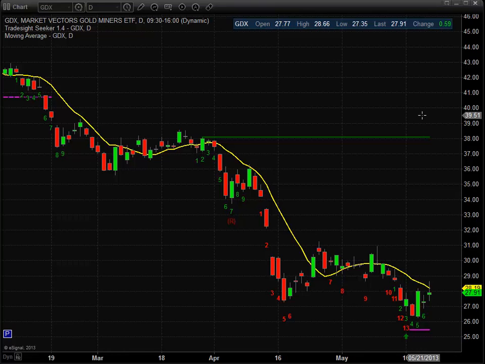So we're going to continue to play the GDX on the long side here and look for reversal, breakouts, and continuations in the near term.